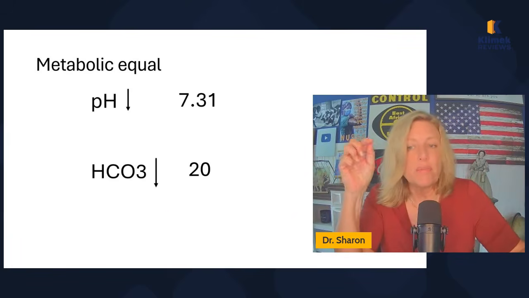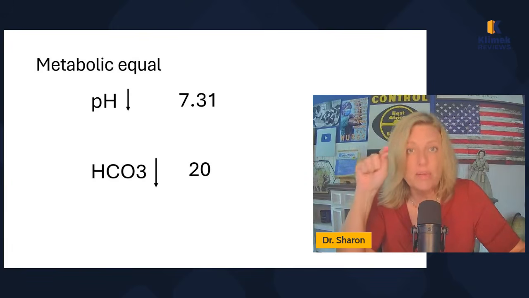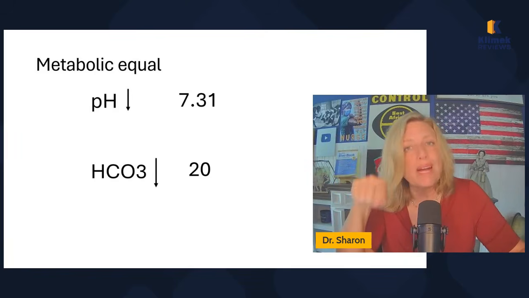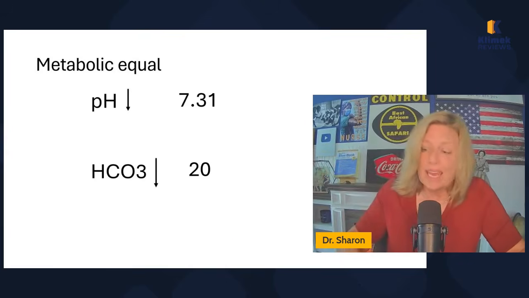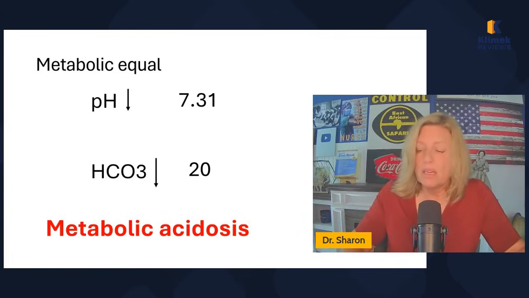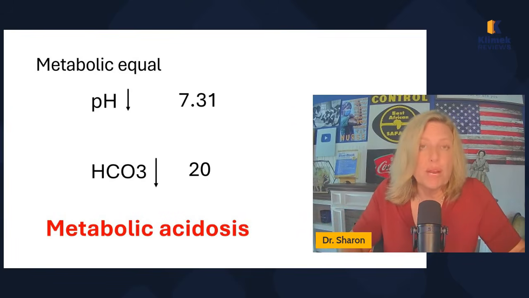And then here we have a pH that's down and the bicarb is down. So it has to be metabolic. That means you cross off your respiratory options and you say, well, it has to be metabolic. Which metabolic is it? The pH is down. So it has to be metabolic acidosis. Okay. So that's just a quick review of ROME, respiratory opposite, metabolic equal.